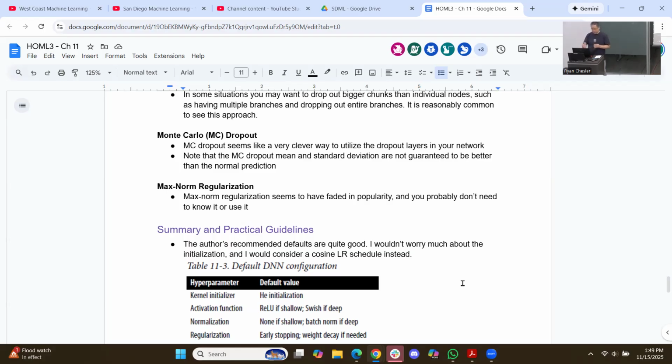And then the very last subsection is this thing called max norm regularization. And I had actually never even heard of it. I'm assuming it was in the earlier edition of the book that I read, and it must have gone in one ear and out the other. So I checked with Ryan, and he said, no, I don't think you guys need to even know what this thing is, because nobody's using it anymore. So I would not worry about that.